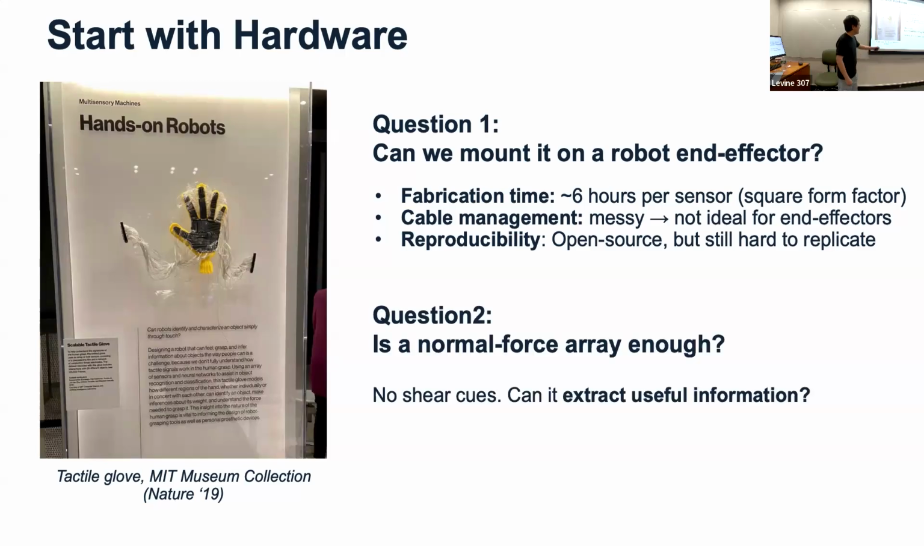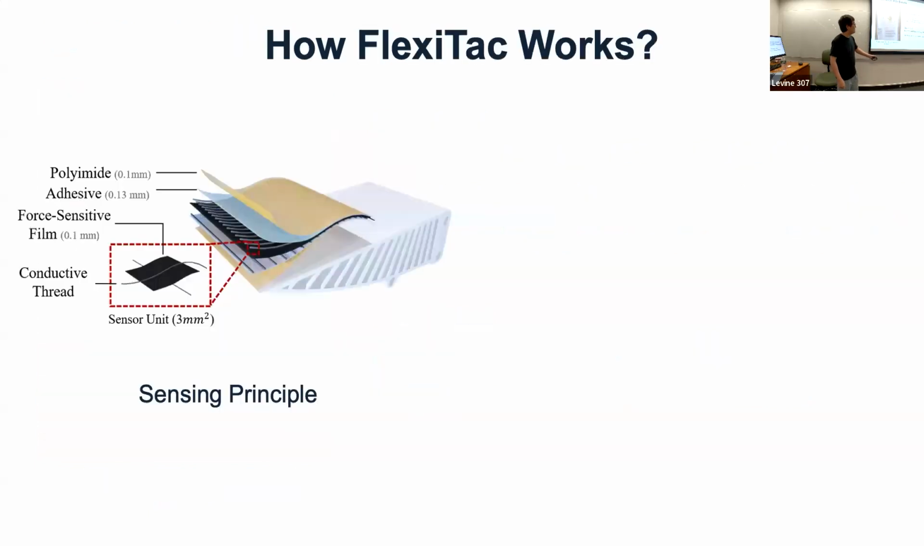The second question is, because this is a resistive material, it can only give you normal force information. So is a normal force array enough? In daily life, we do a lot of tasks that sometimes need shear force. If there is no shear force, can we extract useful information for manipulation tasks? Let's keep these two questions in mind and listen to the following talks.